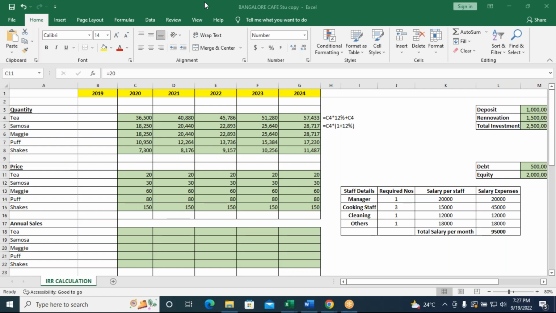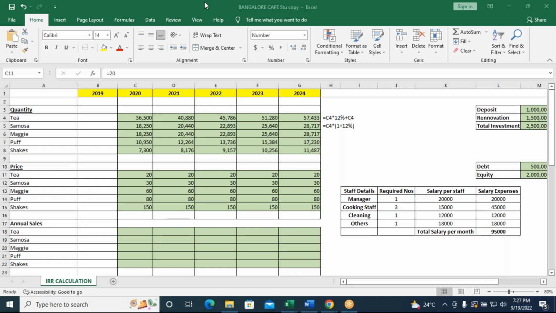So for Maggie also, 18,000 into 60. Here also is equal to 20,000 into 60. So the second one I'll do manually and drag it. Then for puff into 80 rupees, here is equal to 12,000 into 80. Then shakes is equal to 7,300 into 150, is equal to 8,000 into 150. So I need to do the calculation like this, that is quantity into price. That makes my sales.